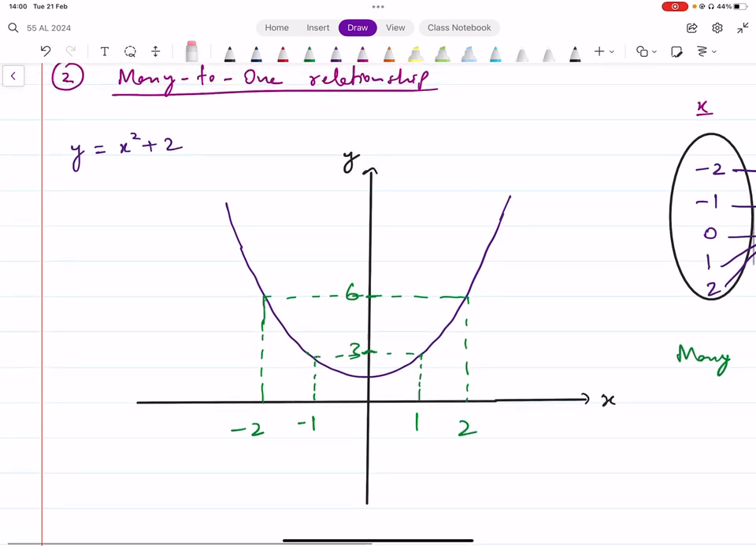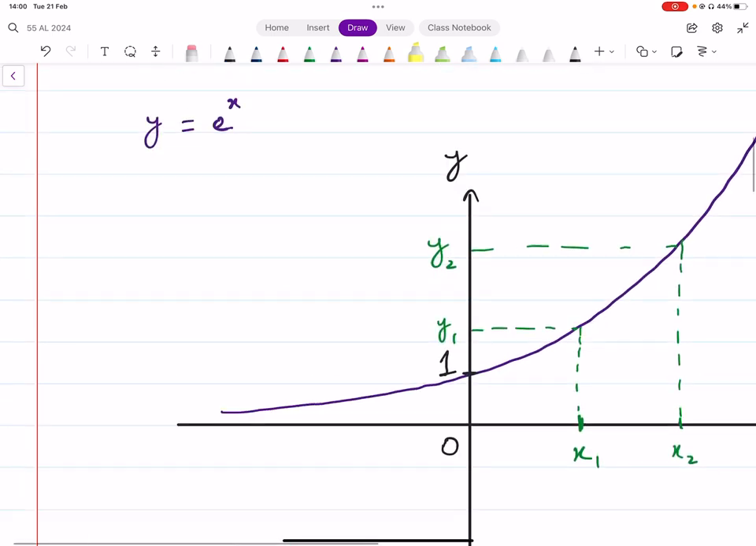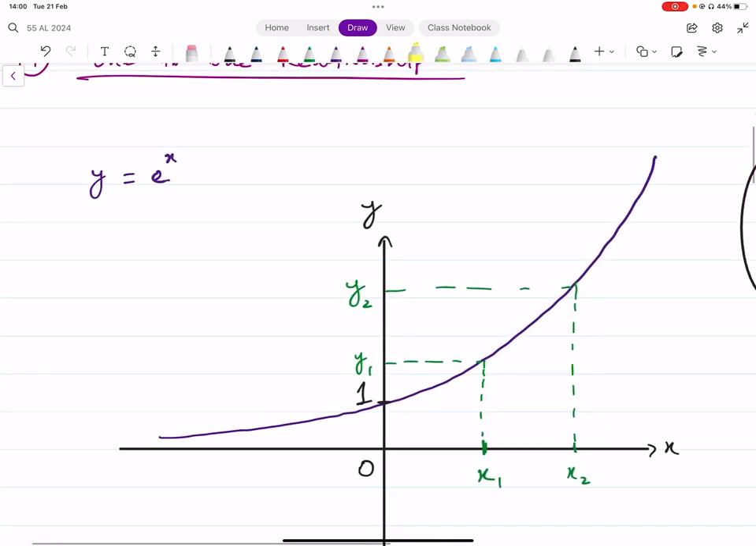But look at this graph. Can you draw any horizontal line that would cut the graph at more than one point? You can. If you draw a line here, that cuts the graph at more than one point. Now, if it cuts the graph at more than one point, it's not a one-to-one function. If you can't figure out any such line that would cut the graph at more than one point, then that function is a one-to-one function.